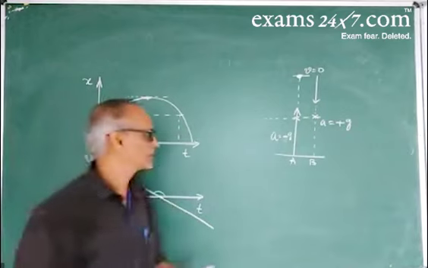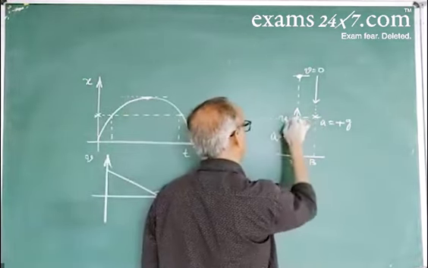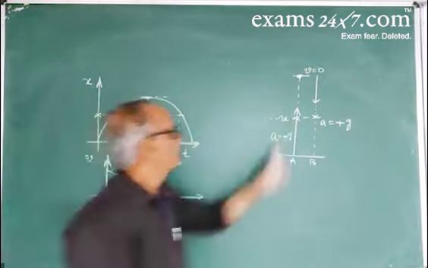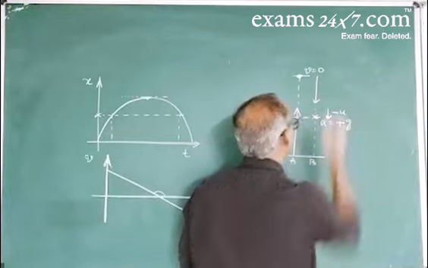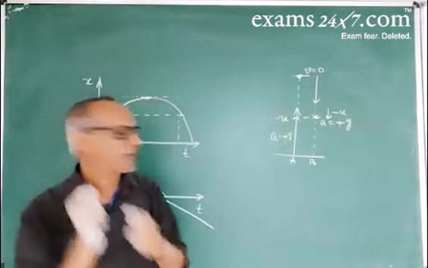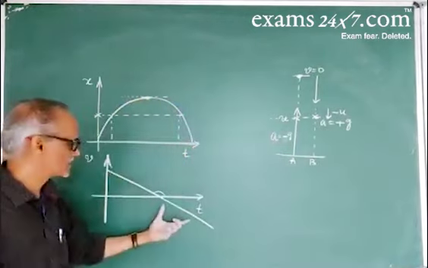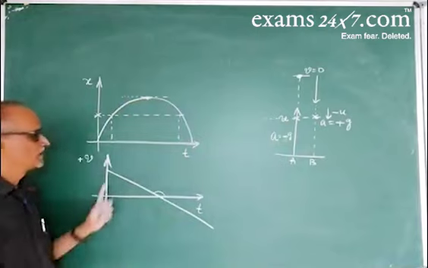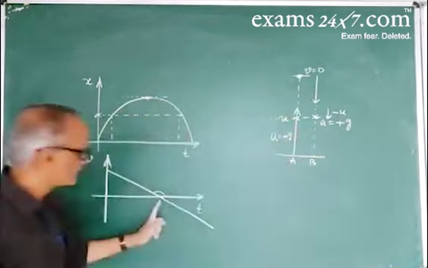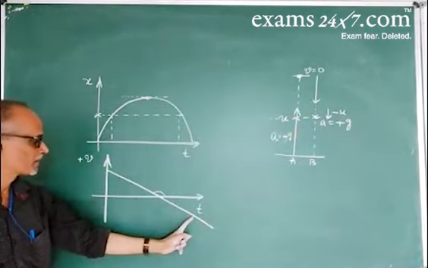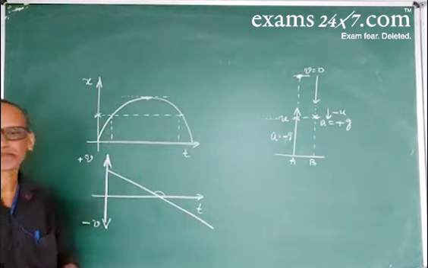Why is it in the next quadrant? The reason is that at a particular instant, if u is its velocity, then when it comes back to the same position, its velocity will be minus u. The value of the velocity is the same, but it's in the opposite direction. If its velocity is positive during the upward motion, during downward motion its values are negative. So that's why the graph will be in the next quadrant. Where if this is plus v, this will be minus v.